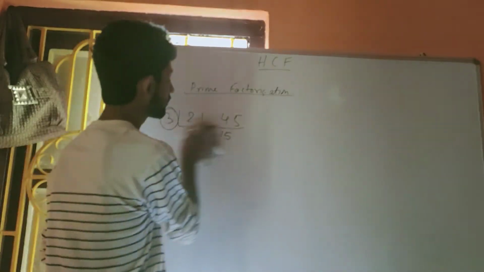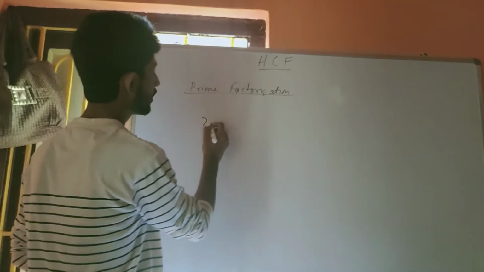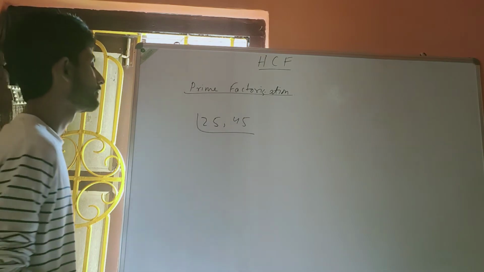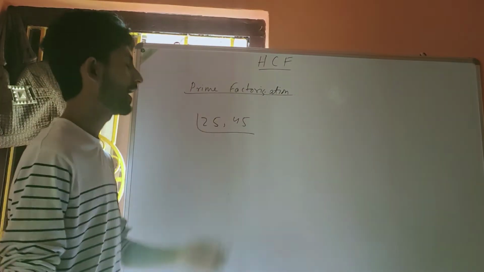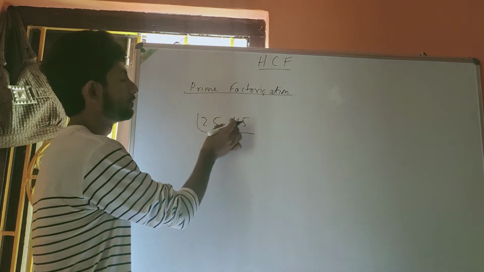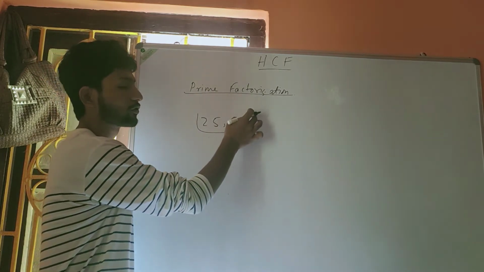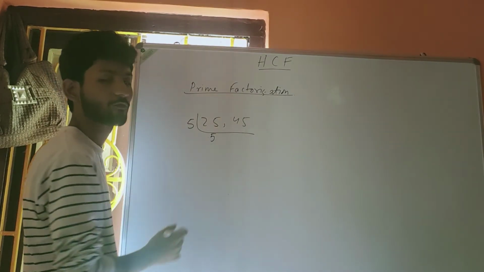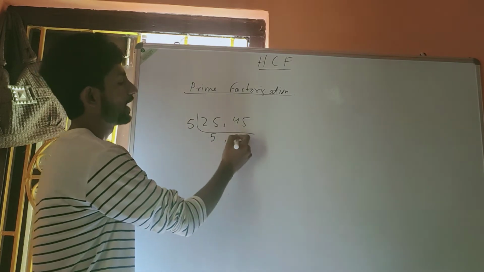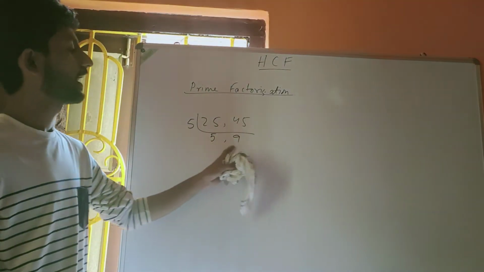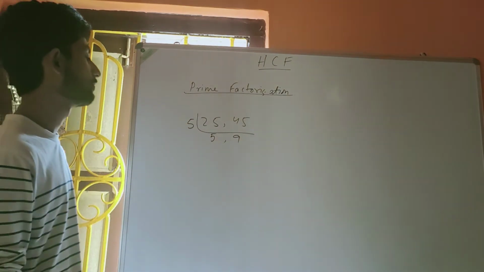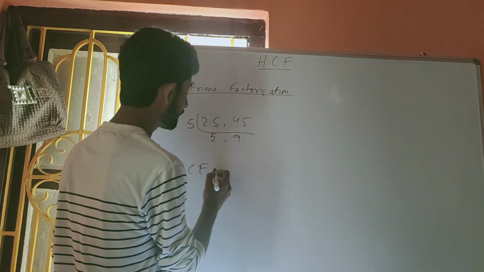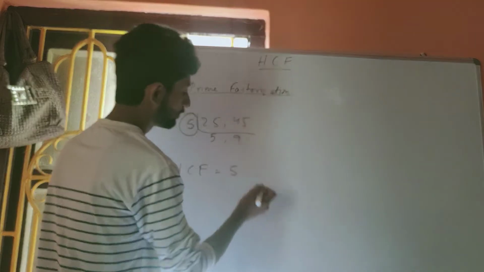For this, we will do another question. Suppose 25 and 45. Both of them are not going with 3 or 2. Now check it for 5. Now 25 will go with 5 because the last digit is 5, and 45 is going with 5 because the last digit is 5. So go with 5: 5 5s are 25, and 5 9s are 45. Now 5 and 9 are co-prime to each other because they don't have any common factor. That's why we can write HCF is this number only, 5.